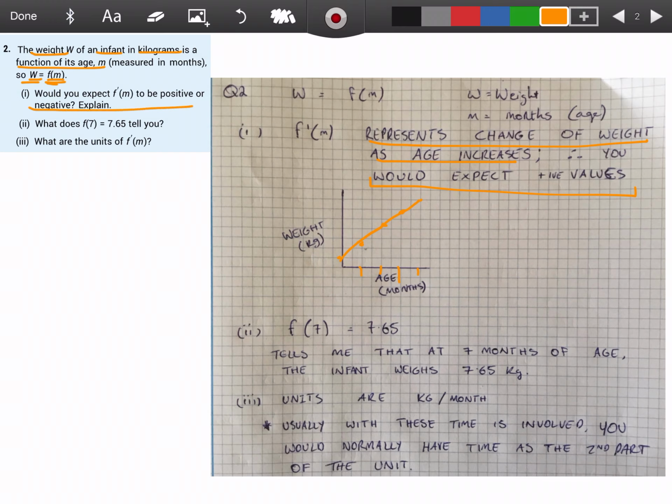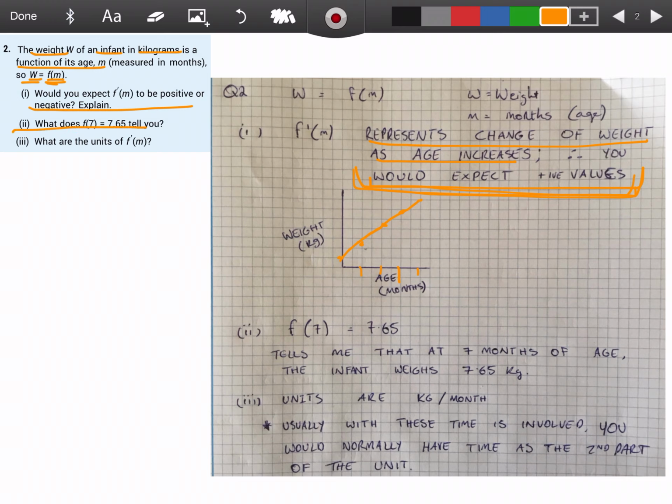First one, would you expect the f prime of m to be positive or negative? The change in weight with respect to months or age, or we can still go with time, okay? So, as I've said, I would expect positive values. I would expect that value to go up as the months go on.